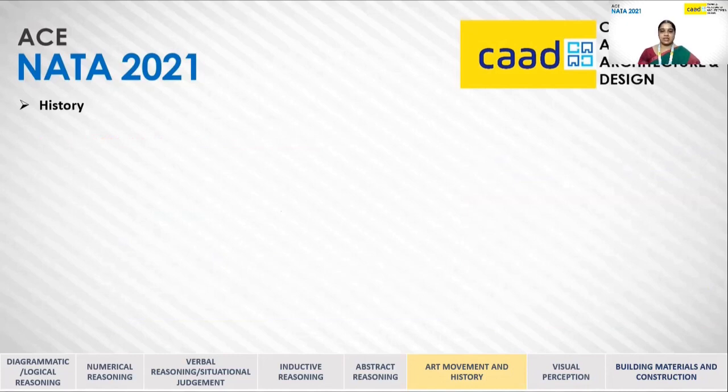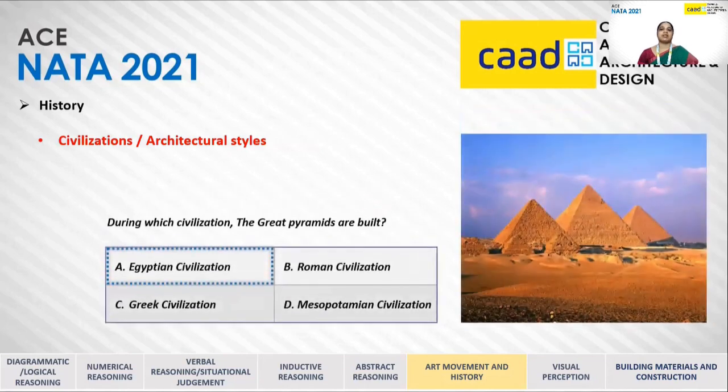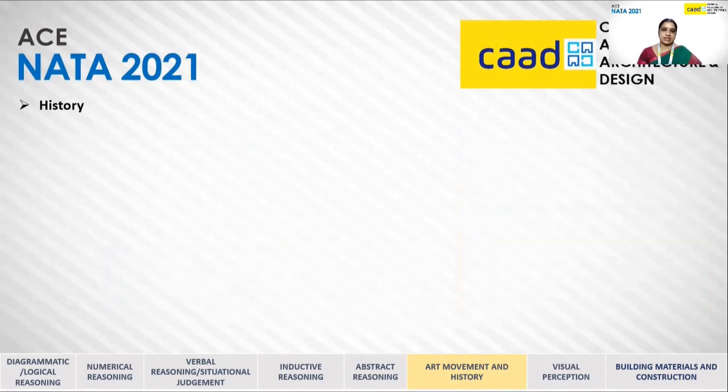Next topic is history, about civilizations and architectural styles. Civilization means Indus Valley civilization, Mesopotamian civilization, Egyptian civilization, etc. For example, during which civilization were the Great Pyramids built? Egyptian civilization is the answer. And architectural styles means Chola architecture, Mughal or Gothic architecture, and their unique features. You should know the basics of these styles.